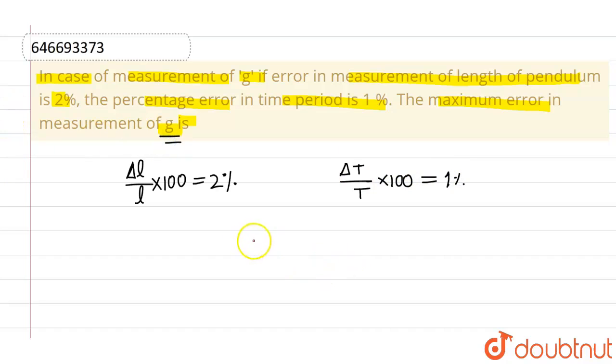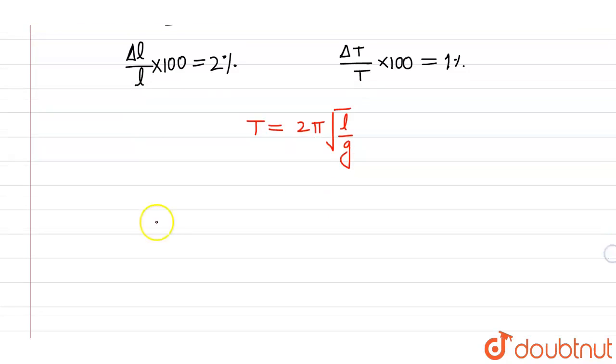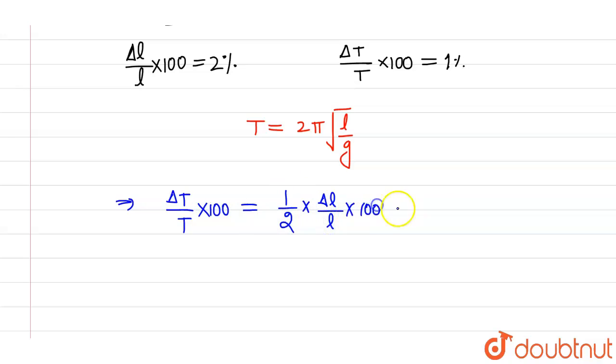Now we know that the time period of a simple pendulum is given by 2 pi root over L by g. Now if I try to write the error equation for the same, then this will be delta T by T into 100 equals half into delta L by L into 100 plus half into delta g over g into 100. Now why is this half included here? Because L is raised to power 1 by 2 and g is also raised to power 1 by 2.